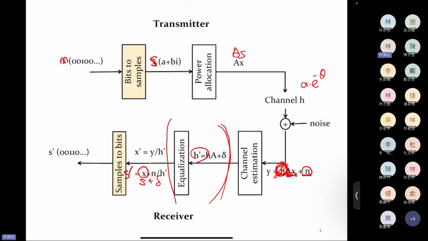So the demodulation means that you want to convert this S prime back to some bit patterns, and hopefully this bit pattern can be exactly the same as this one. But in this example, you can see that this bit is flipped, right? So there is one big error. All right, so this is modulation and demodulation.